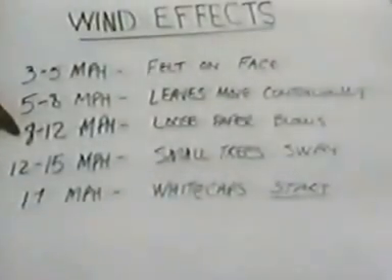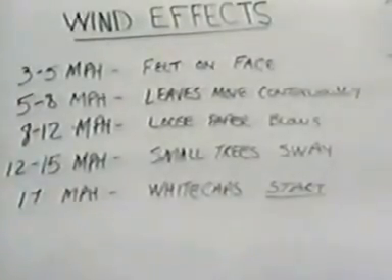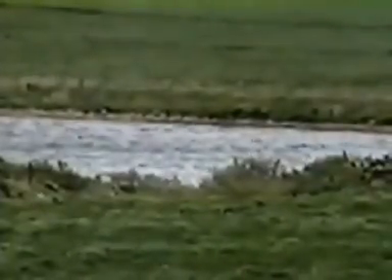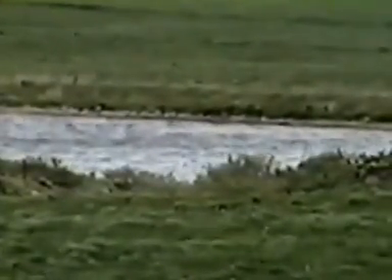By 8 to 12 miles per hour, loose paper is blowing on the ground. By 12 to 15 miles per hour, small trees are swaying. And finally, at 17 miles per hour, you'll see whitecaps starting on open water. But be advised, after it hits about 17 to 20 miles per hour, you probably wouldn't even shoot in a crosswind.